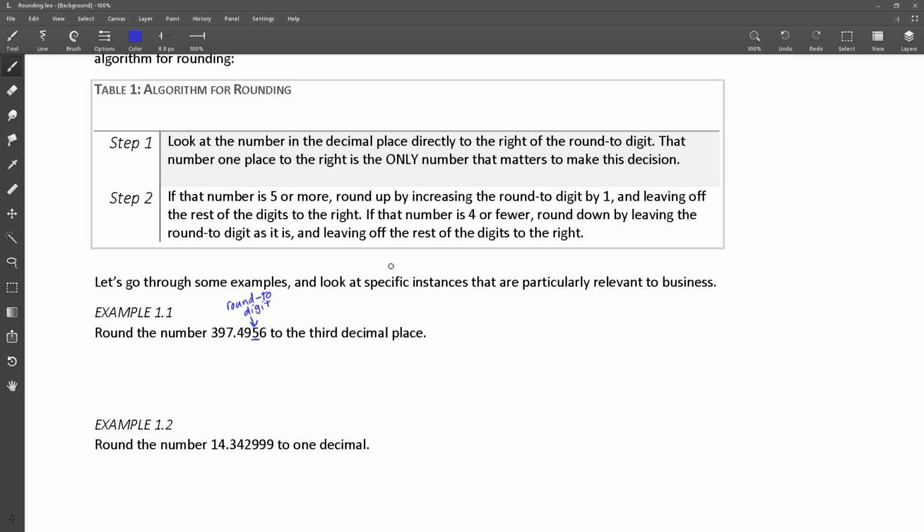So let's follow the algorithm now. Step 1 says look at the number in the decimal place directly to the right of the round 2 digit. That number is the only one that matters to make the decision in step 2. So the number to the right of the round 2 digit is the number in the fourth decimal place, which in this case is 6.